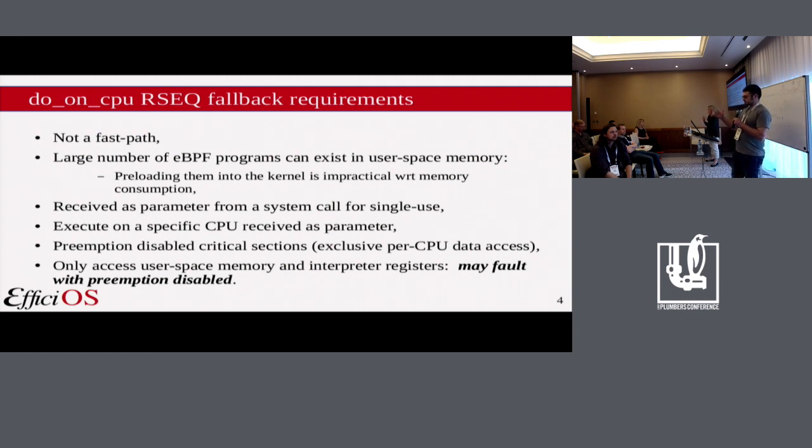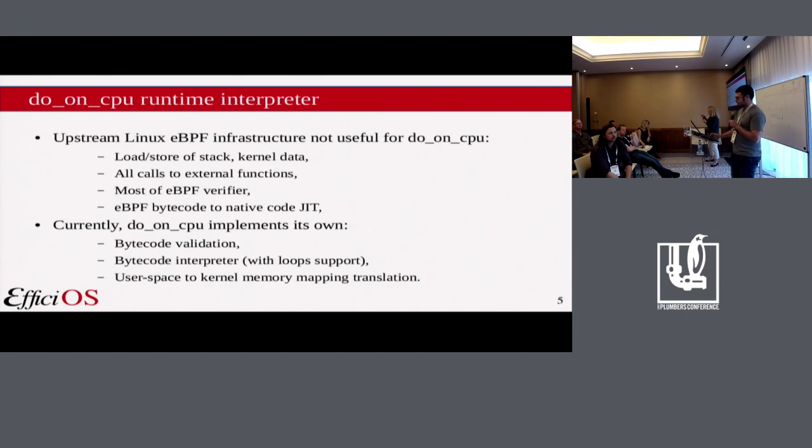So what I did is, they are received as a system call parameter from user space to the kernel, for a single use. They execute on a specific CPU that is received as a parameter, and they need to execute within a preemption-disabled critical section so that they can provide exclusive per-CPU data access. And the tricky part is that they are dealing with user space memory of the caller process, of the caller thread. They may need to fault with preemption disabled, and this is a big no-no in the kernel.